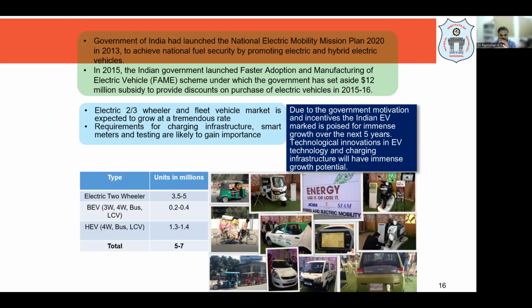So the electric two- or three-wheeler and fleet vehicle market is expected to grow at a tremendous rate. We can even see that, particularly when I was in Dehradun, Haridwar, and all, a lot of electric vehicles have been introduced. In tourist places, these vehicles are used to commute visitors within the campus. If you see airports or even railway stations, for elderly people moving from platform to platform, we use these two- or three-wheelers. So this market is there, and there is huge scope.